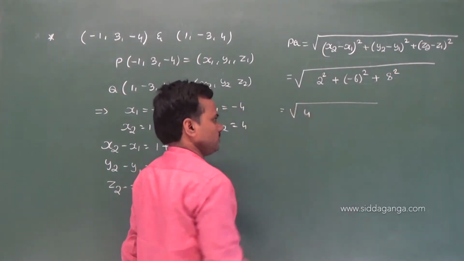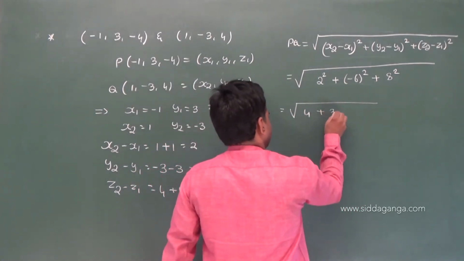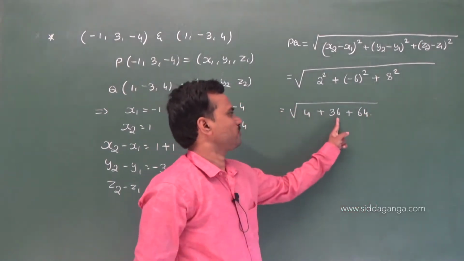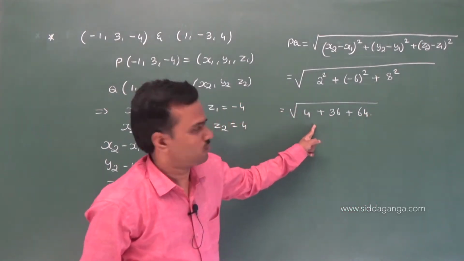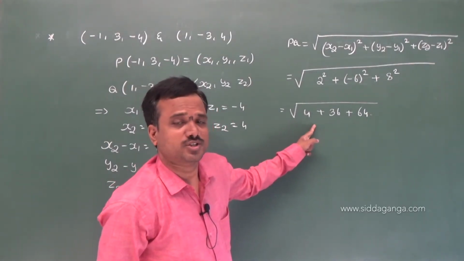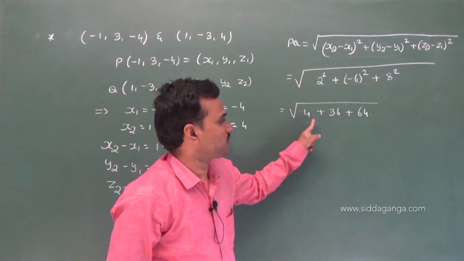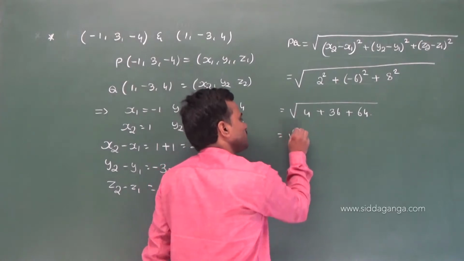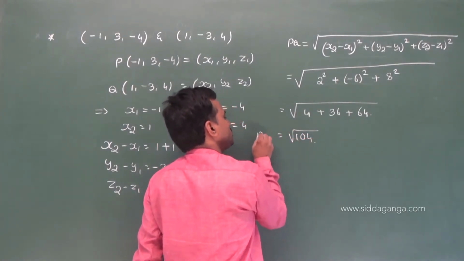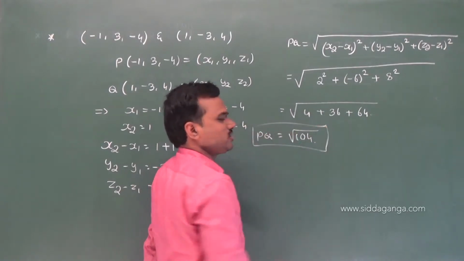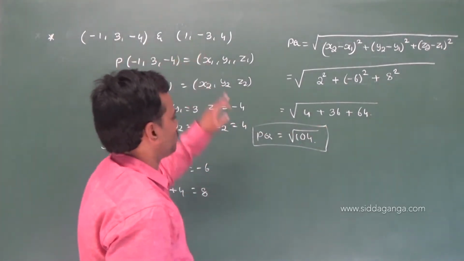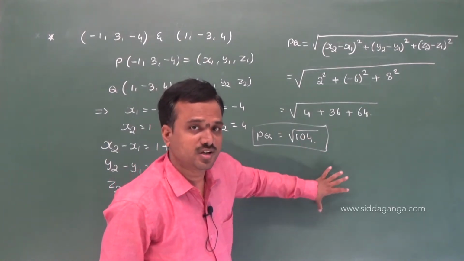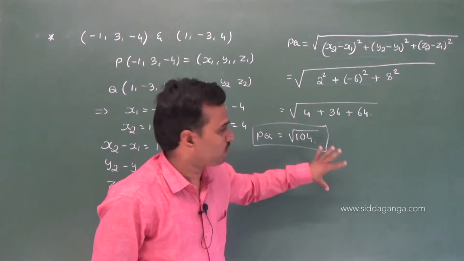2 square is how much? 4. 6 square is how much? 36. 8 square is how much? 64. Correct? 36 plus 4, 40. 40 plus 64, square root of 104. The distance between these 2 points is given by square root of 104. Clear? Clearly understood? We solve one more problem of the same type.